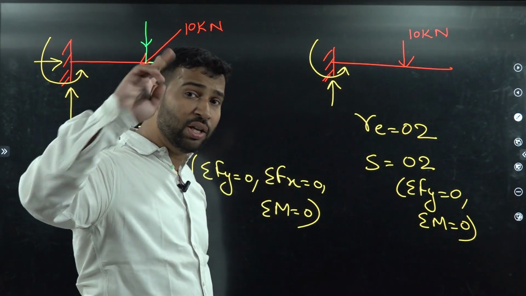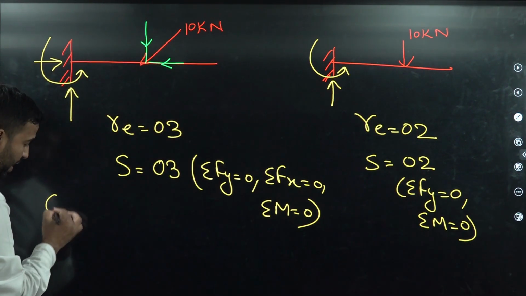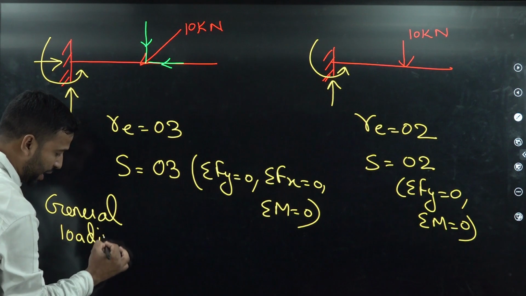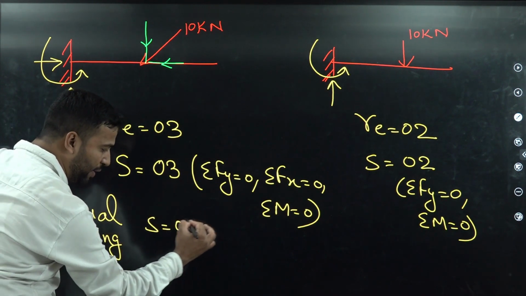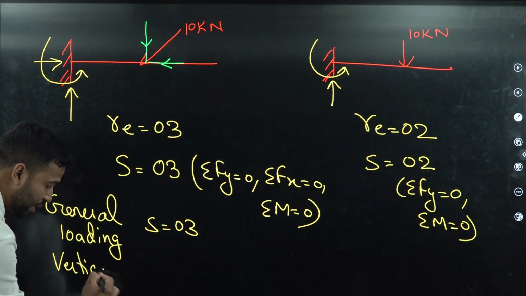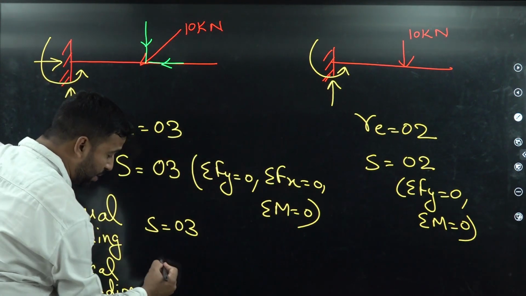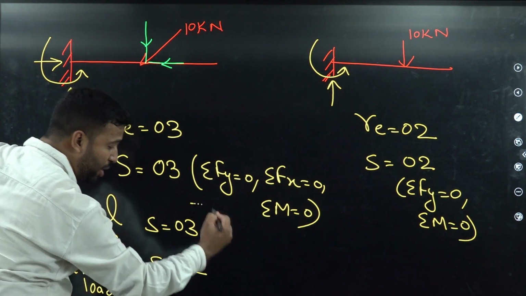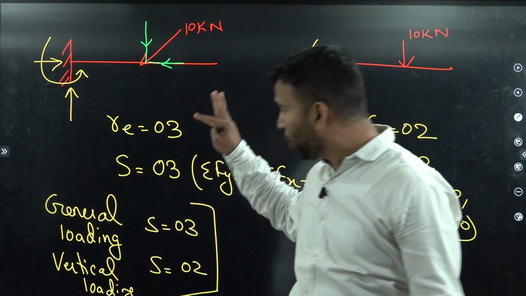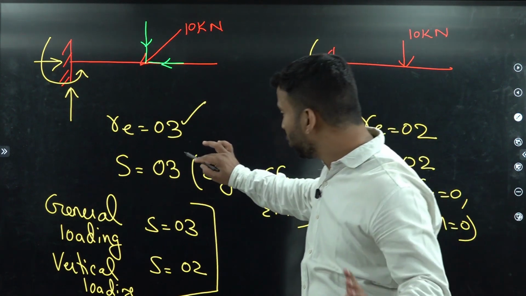So from here, just remember one thing: if we have a general loading case, then we will always have three equilibrium equations in case of beams. If we have a vertical loading case, as shown in the second diagram, we will always have two equilibrium equations, that is fixed for all types of beams. Now here the number of unknowns is 3, and the number of equations is also 3.